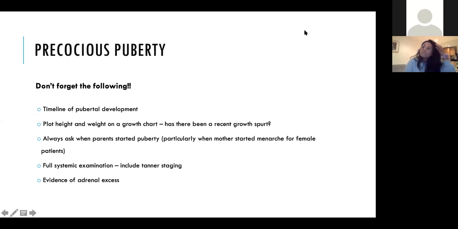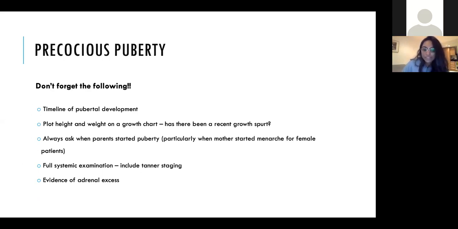So these things you guys already mentioned. So yes, the timeline, and don't forget to plot the height and weight. Also, has there been a recent growth spurt, or have they been following the same centile, or have they been jumping centiles? And then the other things we talked about, ask parents when they started puberty.